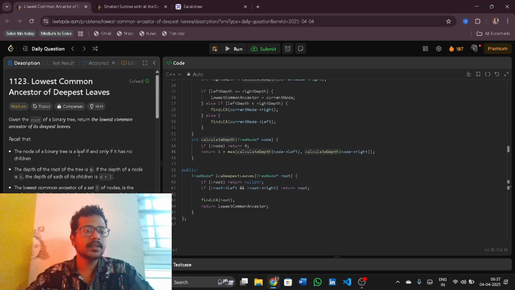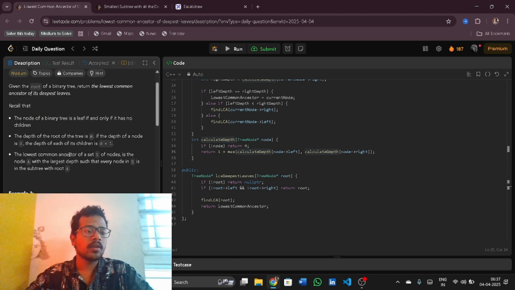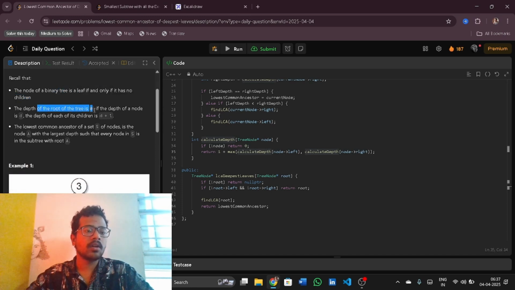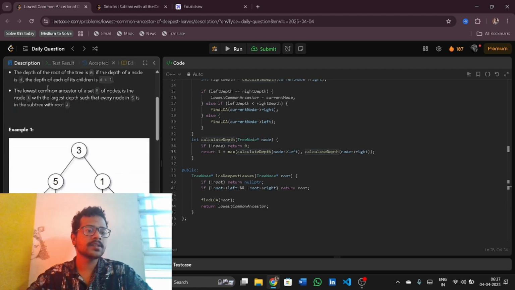Now, if I read this question, lowest common ancestor of deepest leaves. Given the root of a binary tree, return the lowest common ancestor of its deepest leaves. A node of a binary tree is a leaf if and only if it has no children. The depth of the root of the tree is 0, and if the depth of a node is d, the depth of each of its children is d plus 1. The lowest common ancestor of a set S of nodes is the node A with the largest depth such that every node in S is in the subtree with root A.